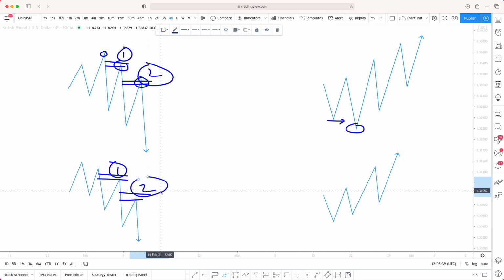Entry number two is always a safer option. Why? Because of the impulse and the successful retrace. It confirms that price is changing in trend. But these four patterns are the only patterns that you need to know, right? So just bear that in mind. This is all we are looking for.